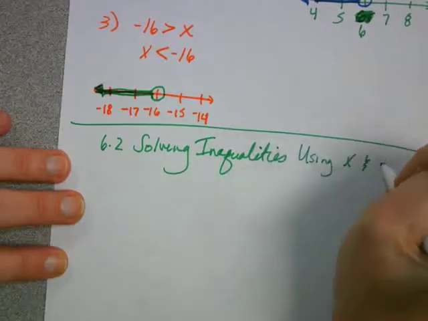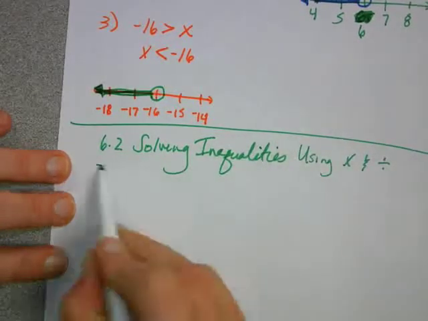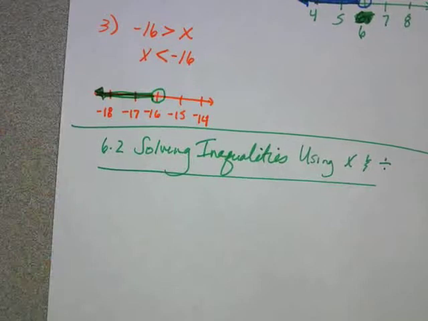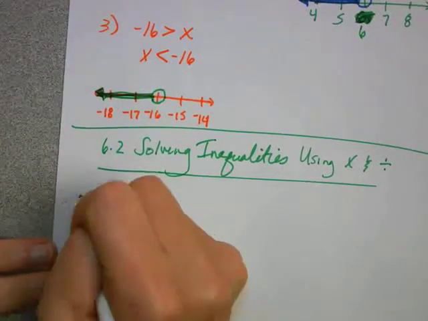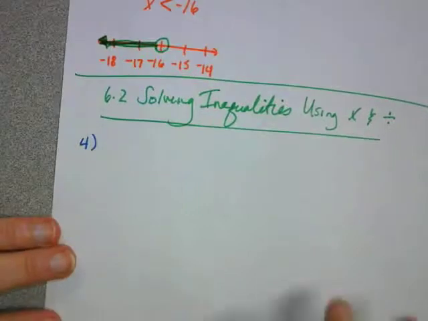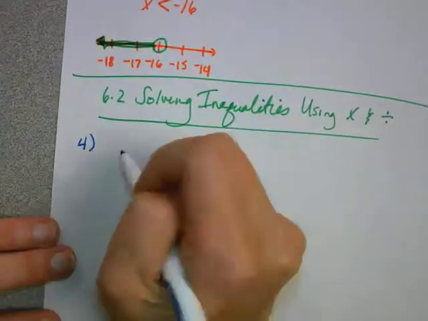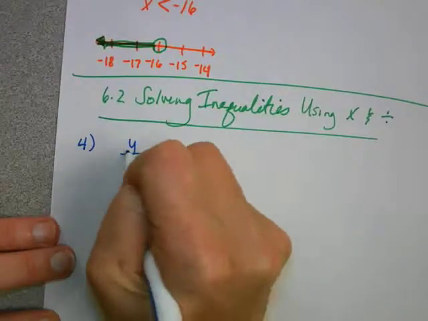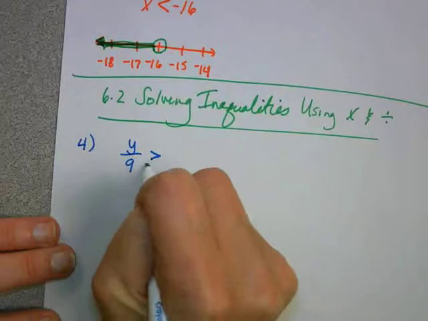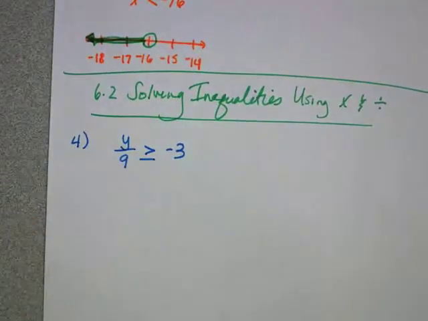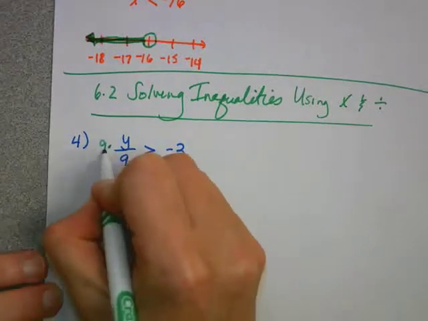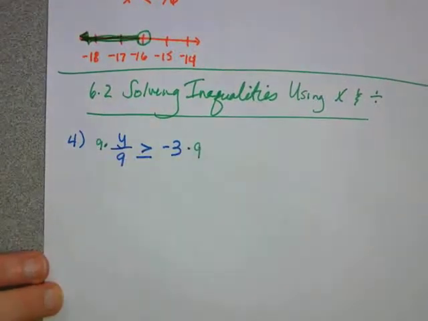Okay, so we're going to do examples again. So we'll make this example 4. We'll just continue our numbering here. So example 4 would be y over 9 is less than or equal to negative 3. So if this was an equal sign, you would just multiply both sides by 9 and be good to go. So just go ahead and do that. So I multiply both sides by 9 to get rid of dividing by 9. Y is greater than or equal to negative 27.